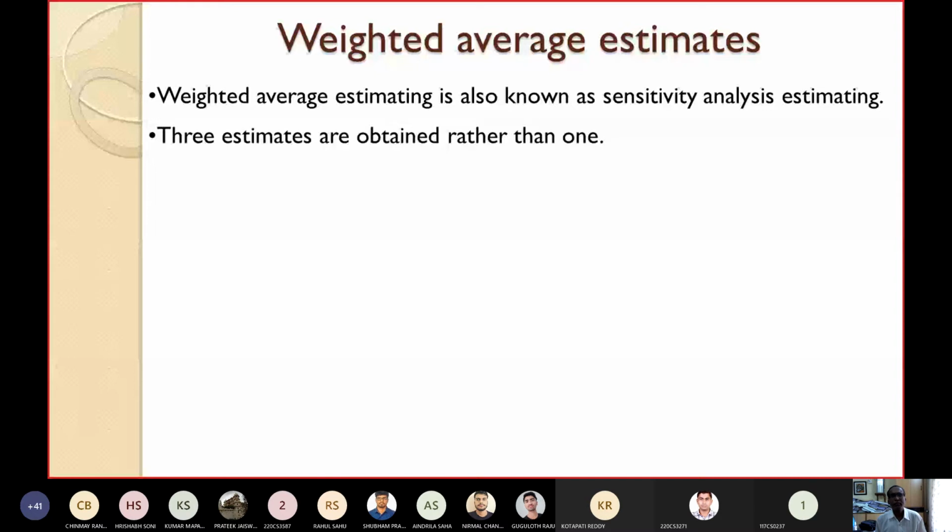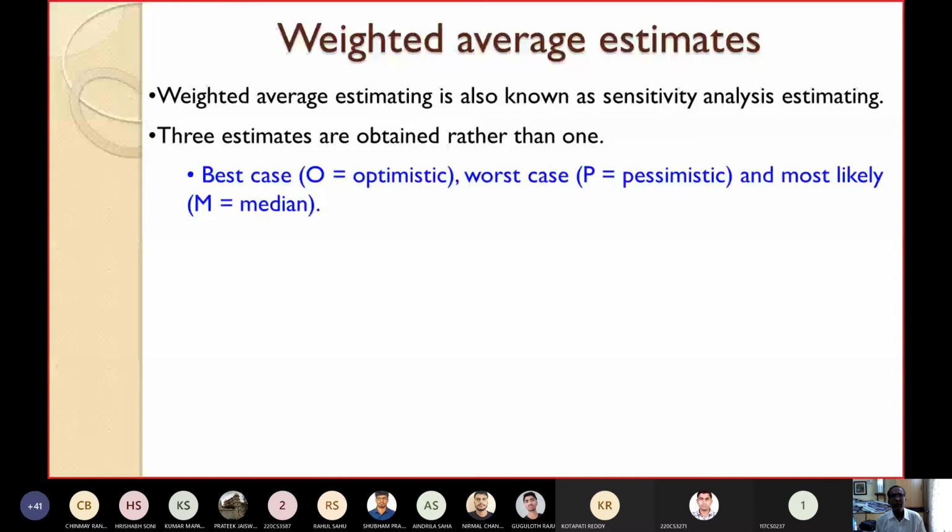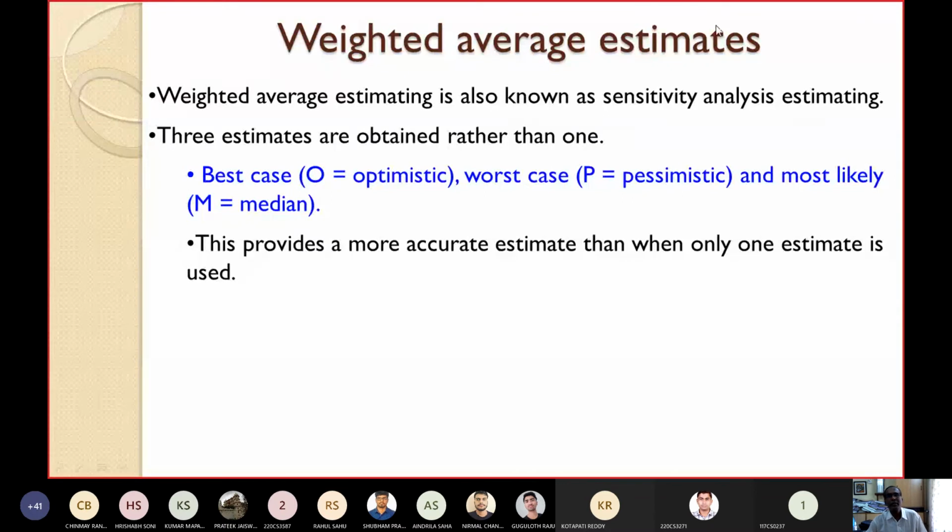Here, instead of taking only one estimate, we normally take three estimates. One is the best case, another is the worst case, and another is the most likely case, that is the median case. So instead of taking one estimate, here three estimates are taken. We'll see this when we discuss PERT, where we use three estimates. At that time, we'll discuss all those things. So in the case of weighted average estimates, instead of taking only one value, one estimate, maybe for the cost or the effort, we have to take three estimates. What will the best case value be? What will the worst case value be? What will the most likely value be?